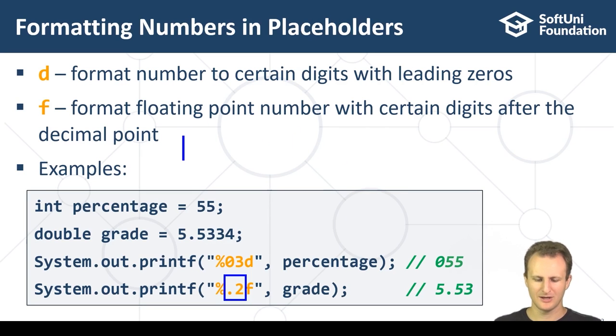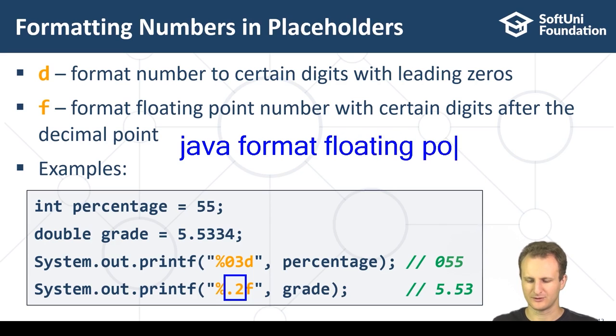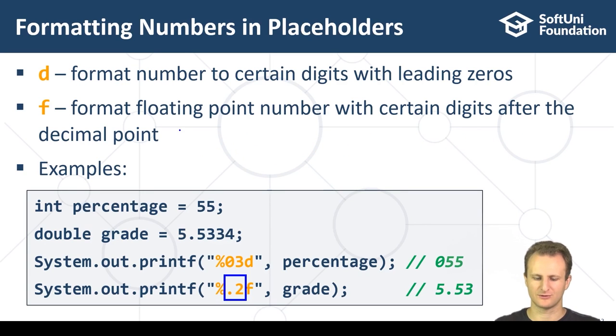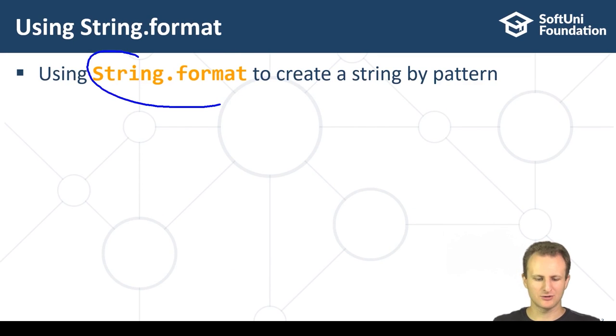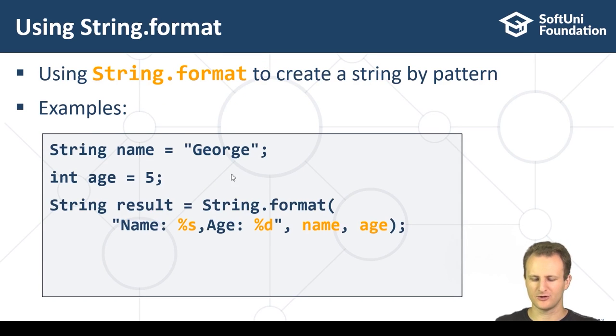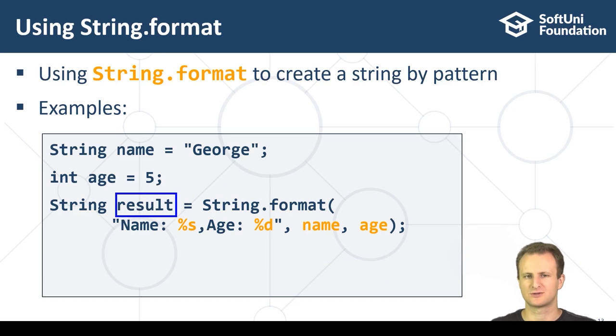How do you look for them? You type in Google "Java format strings" or "Java format floating point string," and that will give you a lot of results on how you can print in various ways. Okay, now String.format does the exact same thing as System.out.printf. However, it doesn't print to the console directly. It just generates a sequence of symbols. It just generates a string.